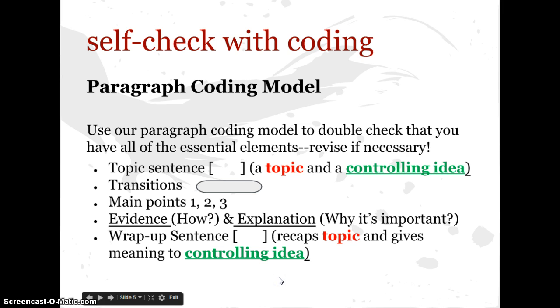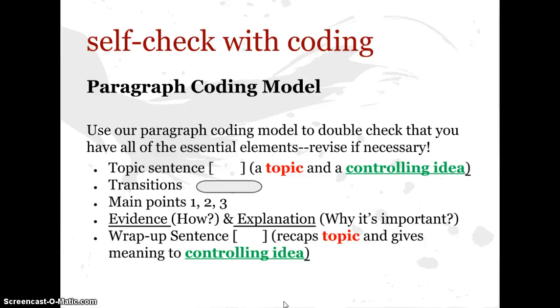You can self-check with coding. Find your topic sentence and put a bracket around it. Is your controlling idea from your thesis statement in there? If it's not, maybe that's not the best topic sentence. Circle your transitions. Do they function appropriately and correctly? Label your main points. Do you have one, two, three main points? Do you repeat one of them? Is that necessary? This will help you identify where your argument is.